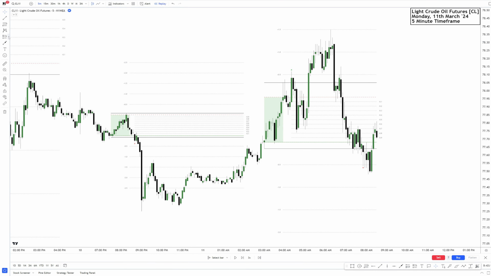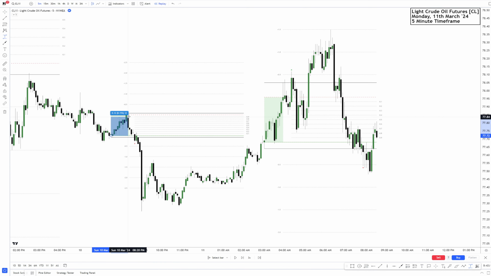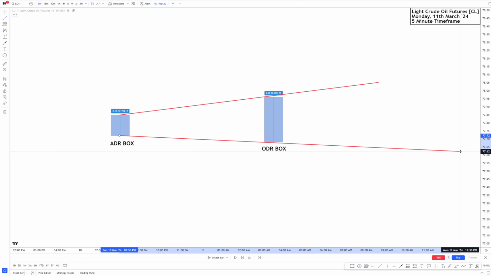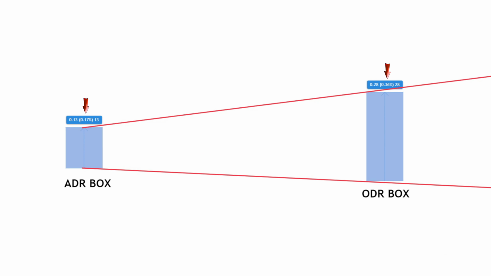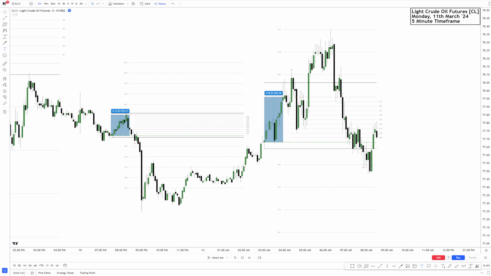Let's zoom out a little bit. What can you see here? If you use the price range tool on TradingView and highlight both of the IDR ranges, you can clearly see that the ODR box extended the range of the ADR box, like I was already mentioning. The price range tool gives you a detailed value to measure, because sometimes the DR ranges are almost equal and not easy to eyeball.